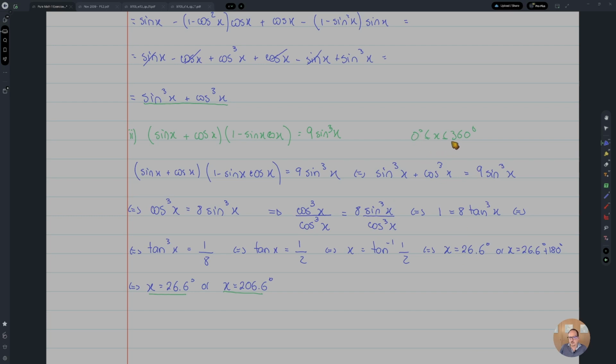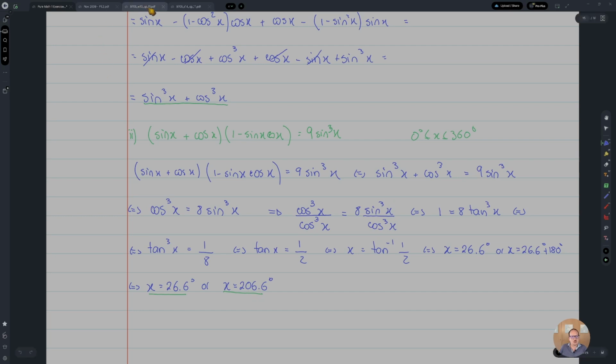But you have to look at the interval now and be aware of the period of the tan function. So if you add 180 degrees to this result, the tan of that value is also going to be 1/2, and it's still within that interval. So the two possible results are these two over here.